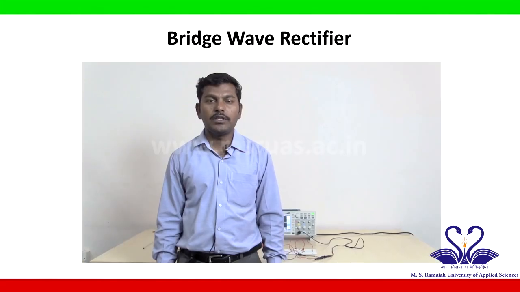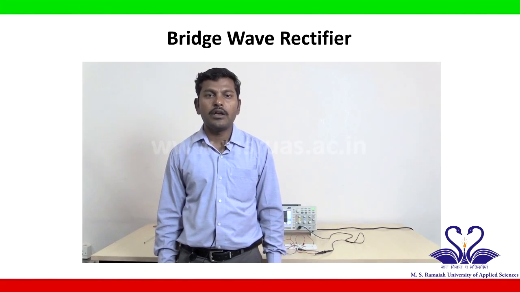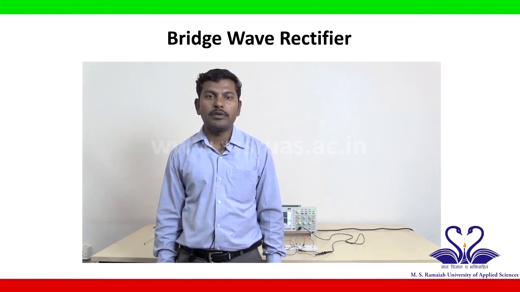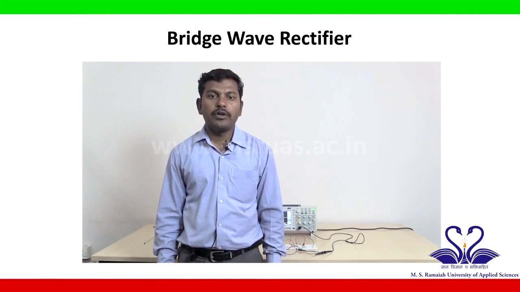Now we have finished with the circuit connection of a bridge wave rectifier with capacitor filter. We have observed the output waveform of the bridge wave rectifier with capacitor filter, and also we have measured the output voltage value. Based on those values we will do the further calculation. By this we have finished with the bridge wave rectifier experiment.